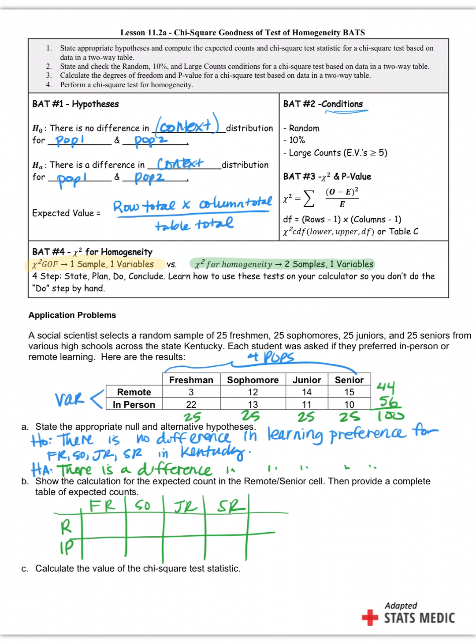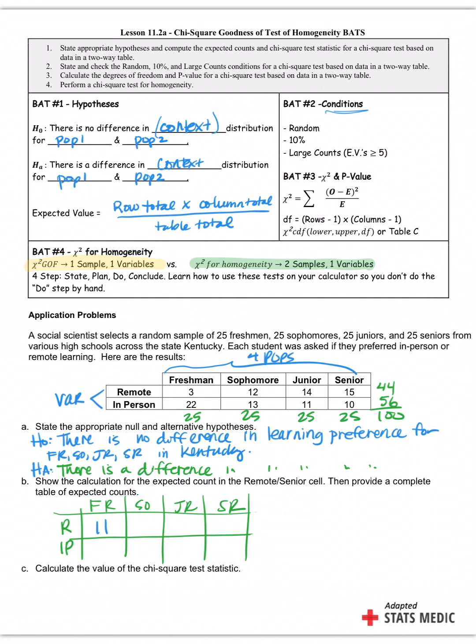Okay, so as I work these out, for this first box here, remote freshman, let's think about that. We would do, what, 44 times 25 divided by 100, not 11. What am I saying? 100. That gives 11. I knew it was going to be 11, so I said it too soon.